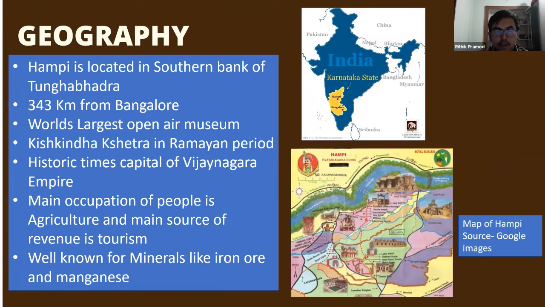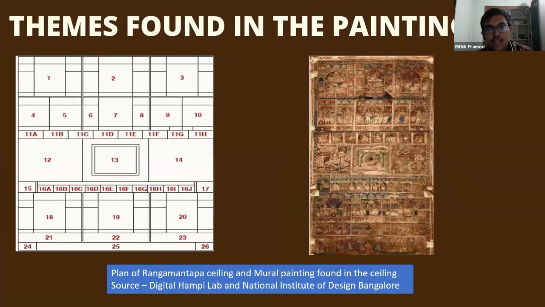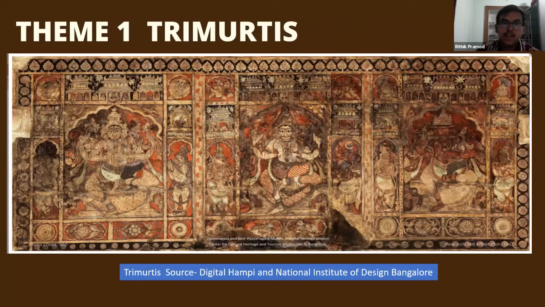And they have well-known minerals like iron ore and manganese. Now coming to the themes found, since we have very less time, I'll be discussing only a few and the rest can be seen in the paper. So this is the plan of the Rangamantapa, which we saw earlier.